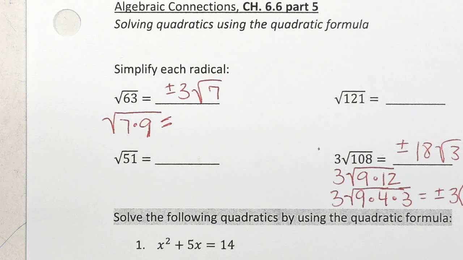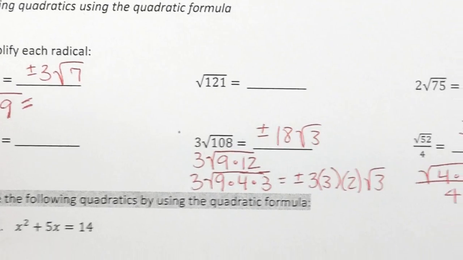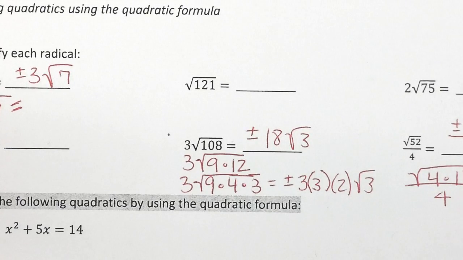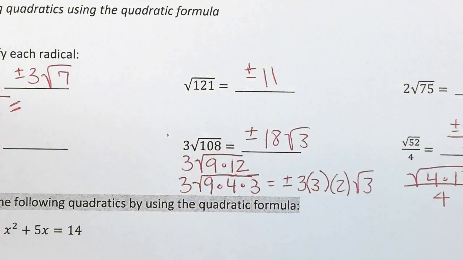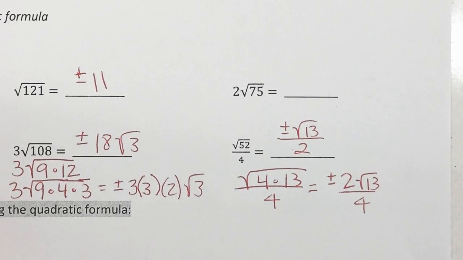Alright, can I have a volunteer for the next one? Heidi? I got plus or minus 11. Good. This one is a what? What is 121? A perfect square. So it would just be plus or minus 11, and then square root of 11. Not yet.